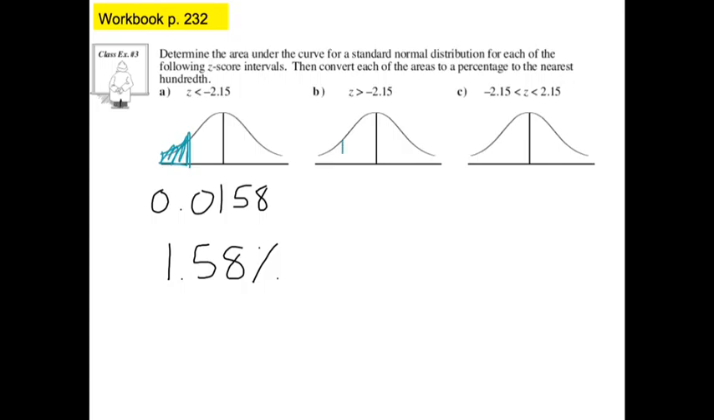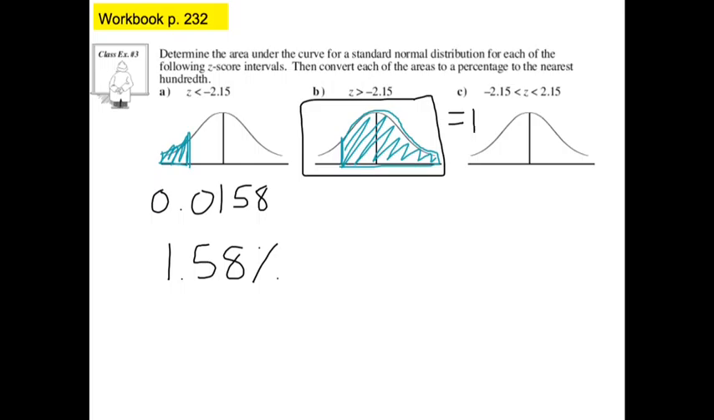The next one, for B, we have z is greater than negative 2.15. In that case, the z-score is still in the same area, but we're looking for everything to the right. The problem with this is that when you're looking for the area using a z-score table, that table refers to everything to the left. This time we want the area to the right. It's not too bad though, because the whole thing here is equal to 1. That's all of the area underneath the curve. So all we need to do is subtract this from 1 and we'll get the rest of the area.